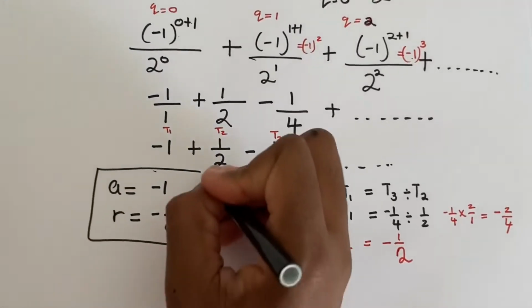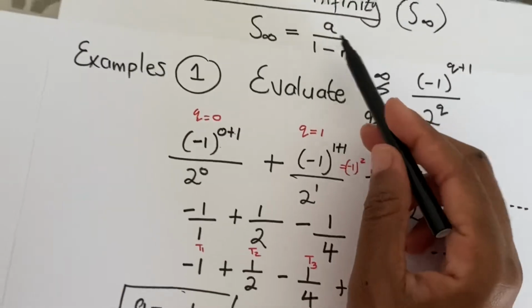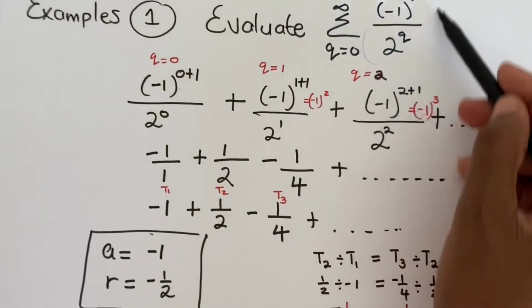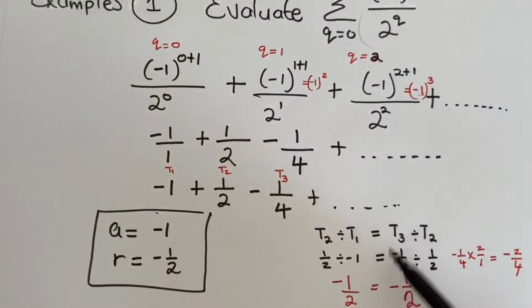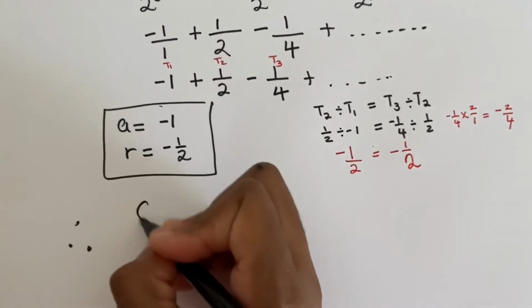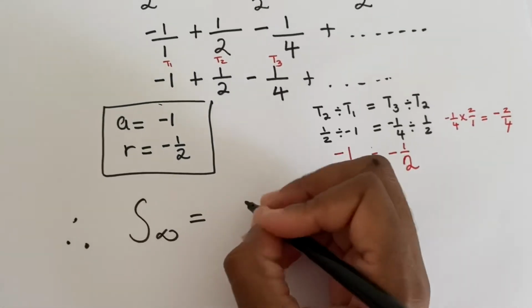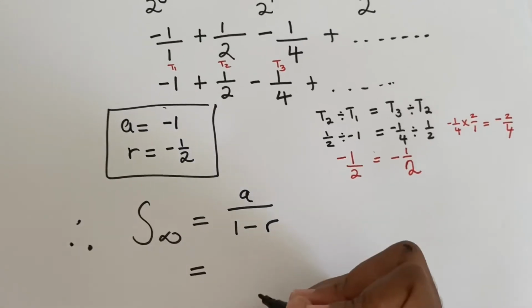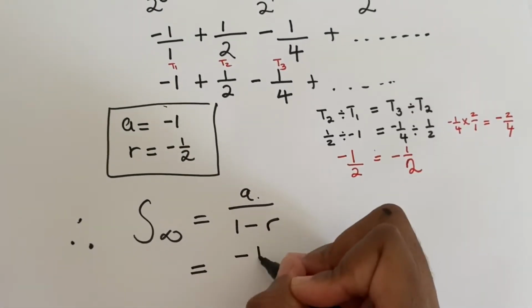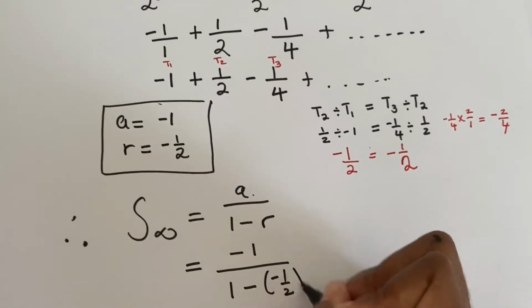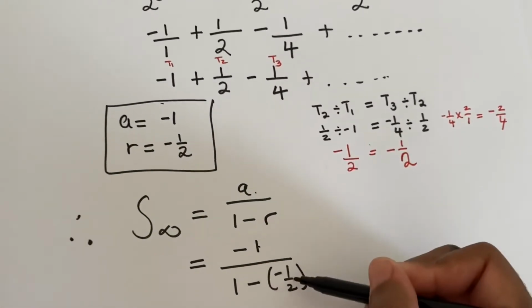Why did I need to do that? My formula needed me to know what A is, and it needed me to know what R is, and I cannot just guess that from here. So I needed to find it, and I found the two. Therefore, since I know that S to infinity is equal to A over 1 minus R, I can proudly say A is negative 1 over 1 minus negative 1 over 2. That is my A, and that is my R.